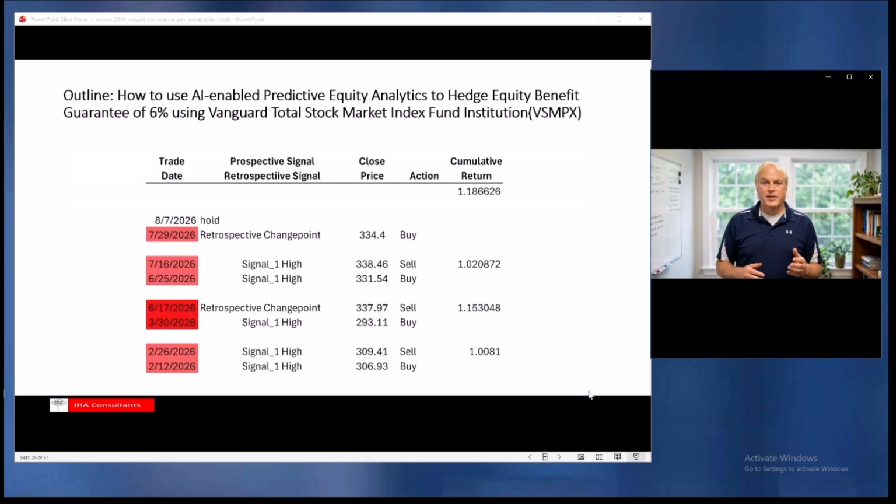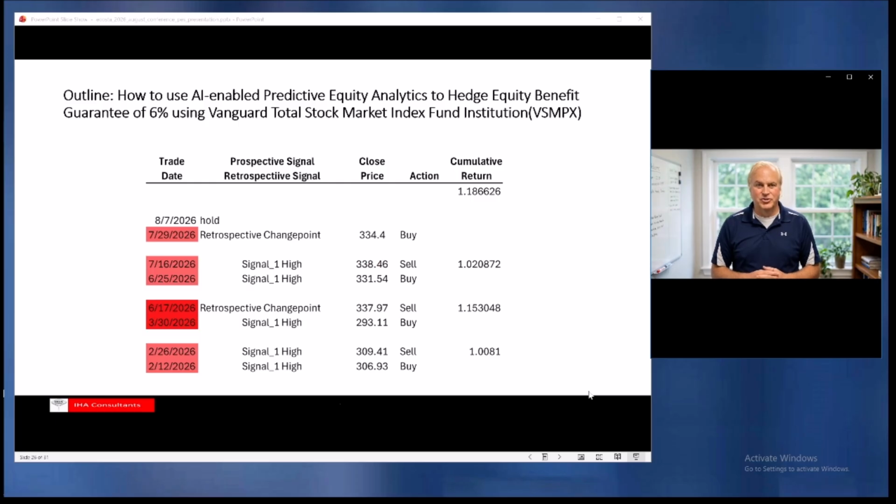Outline: how to use AI-enabled predictive equity analytics to hedge an equity benefit guarantee of 6% using Vanguard Total Stock Market Index Fund Institution, VSMPX. Using prospective and retrospective signals from February 12, 2026, starting at 306.93, with indicated trades as of July 16, 2026, have compounded return in excess of 18%, with even more accrued return through August 7, 2026.